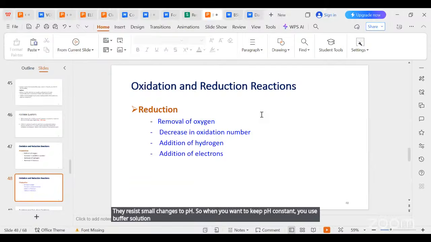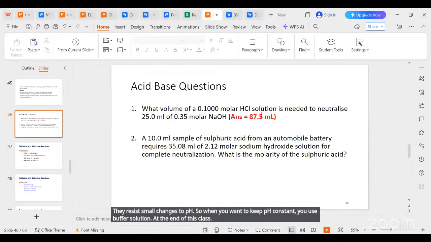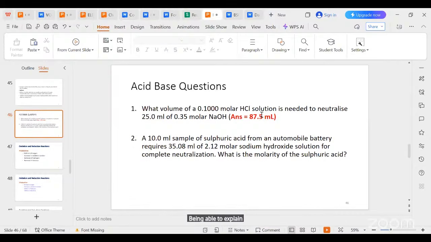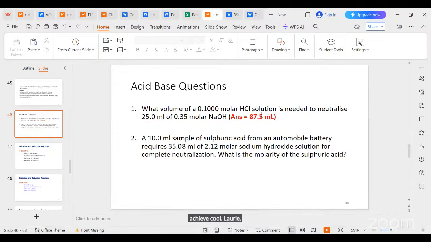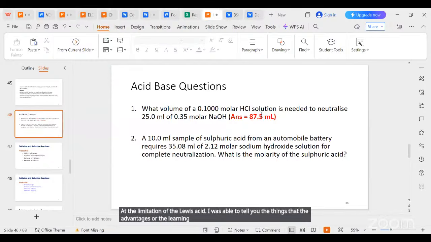At the end of this class, every one of you should be able to explain what is an acid based on the Bronsted-Lowry theory, Arrhenius theory, and the Lewis theory. In this class, I was able to tell you the limitation of the Arrhenius theory, limitation of the Bronsted-Lowry theory, and the limitation of the Lewis acid. I was able to tell you the advantages or the learnings we're able to take from each of these theories. Thank you very much.